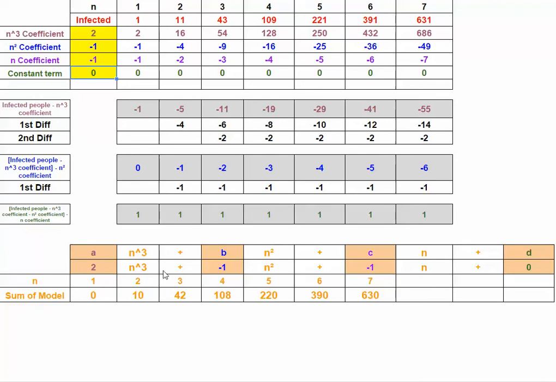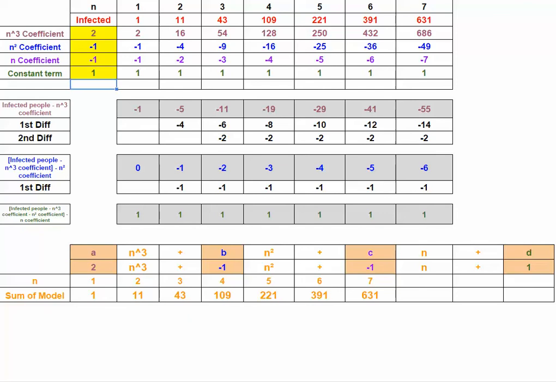Okay, so now our model is 2n cubed minus n squared minus n. Here are the predicted figures for that model. In the first week 0 infected, in the second week 10. How does that differ from the actual? Well, that's shown in the last grey column. We're off by 1. So finally we just need to add 1 to all of that. And we can see at the bottom our 2n cubed minus n squared minus n plus 1 model is exactly right. You can only enter the yellow, all the rest is protected. That's the activity. Best of luck.